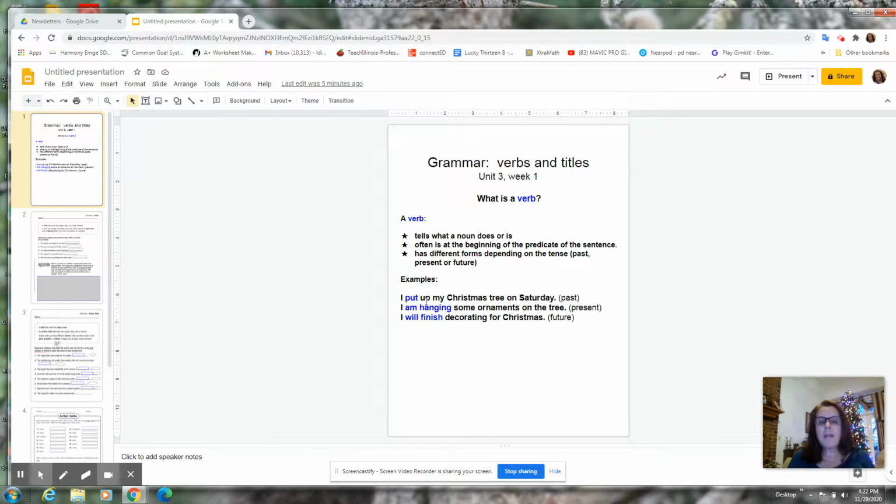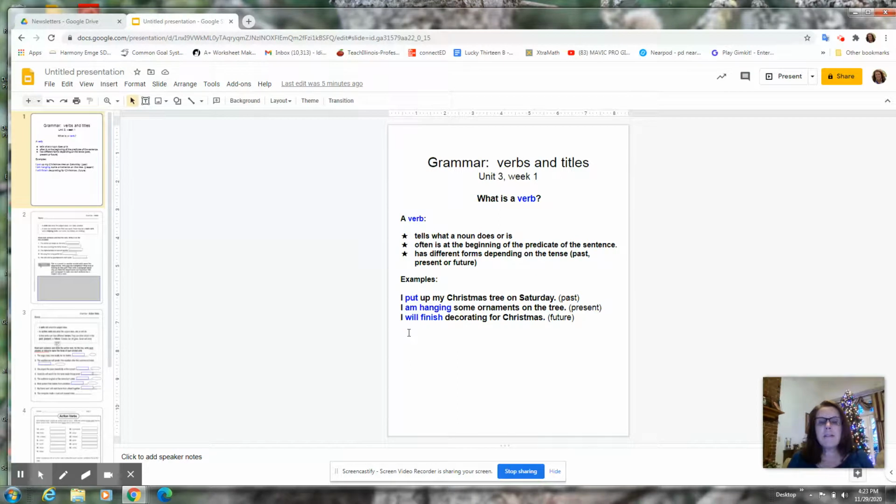And so when I'm writing a sentence like that, I am using the word am, which is actually what we call a helping verb, which I'll be talking to you about in a future lesson. And often we use the word am when we're talking about present tense. So we need to be careful when we are writing. If I just said I hanging some ornaments on the tree, it doesn't sound right.